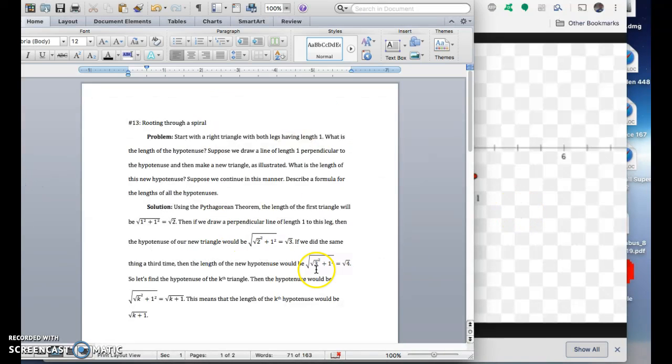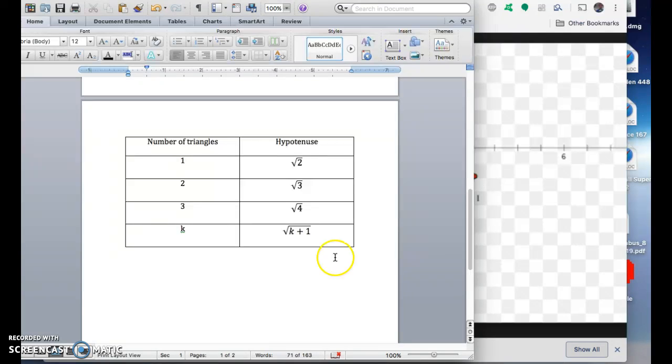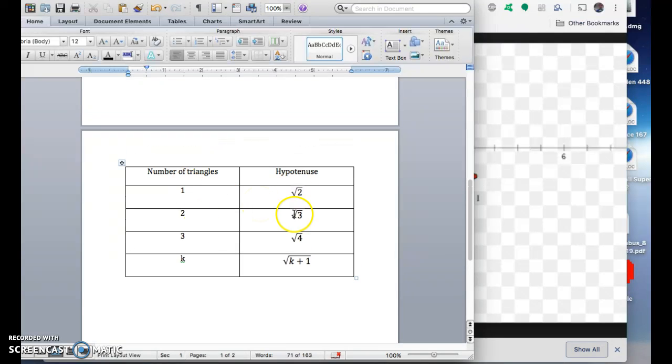Nothing too tricky there. I just did it one more time. So square root 3 by 1 gives you square root 4. So I made this little table, number of triangles and the hypotenuses.